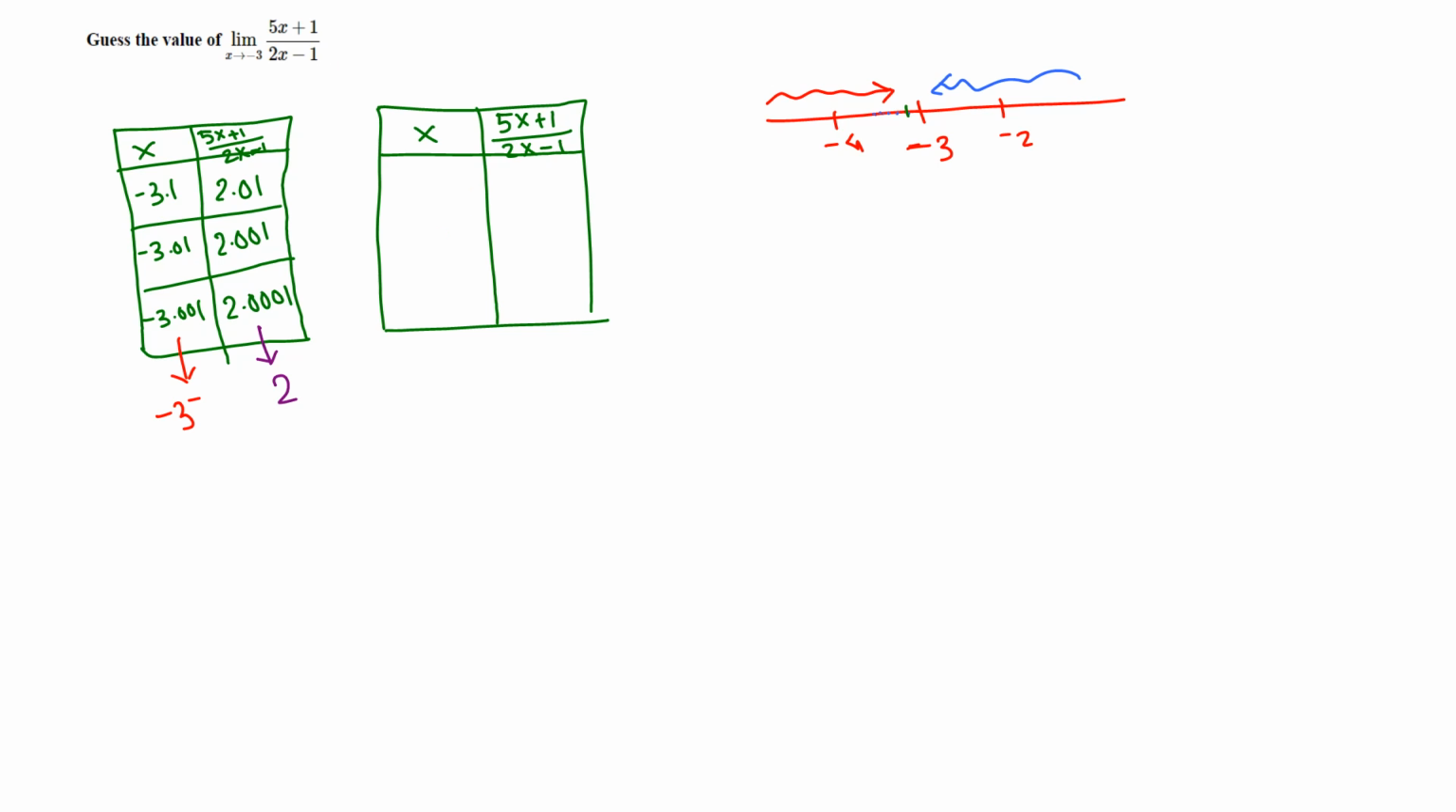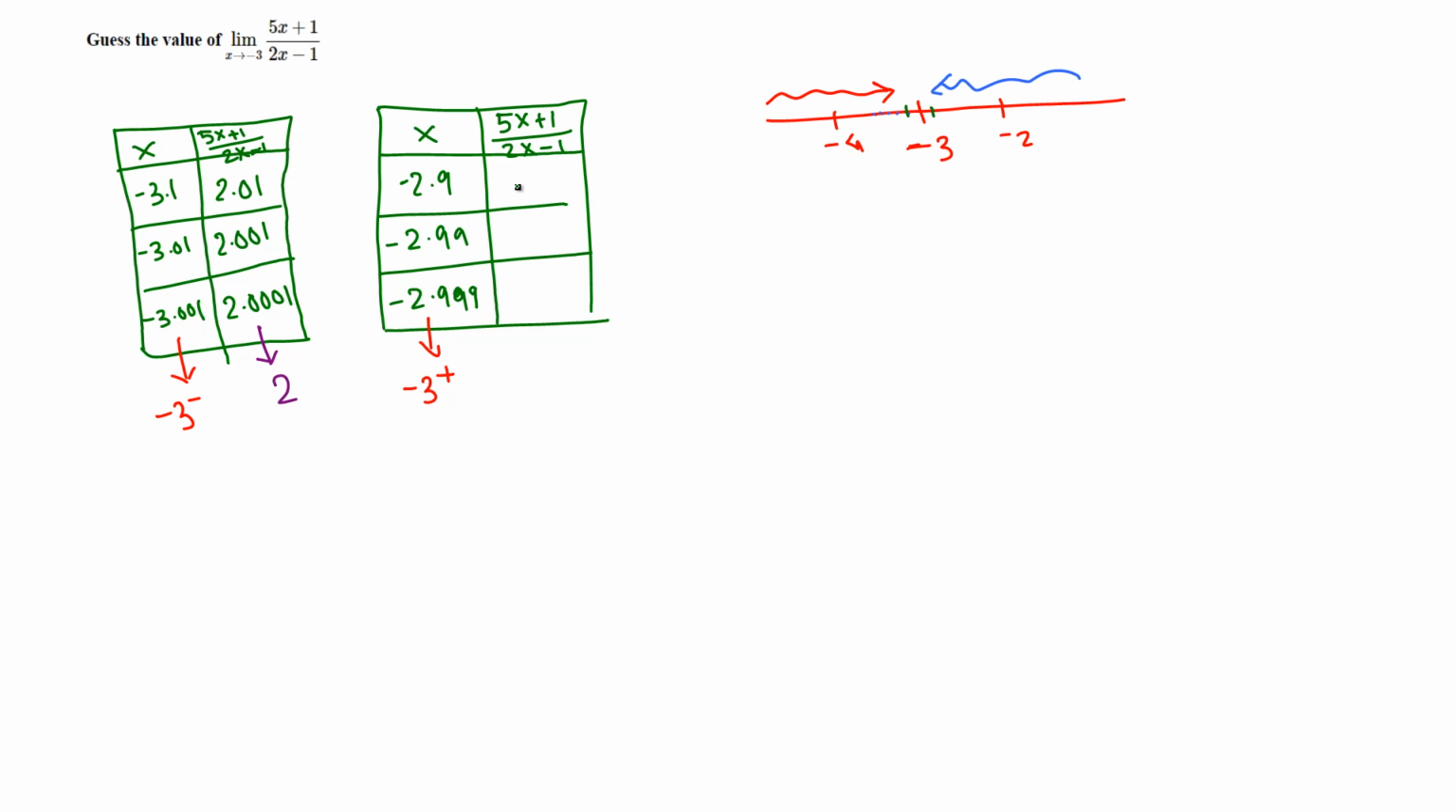Now we need to do the same thing. Let's choose 3 x values when x approaches -3 from the right. So -2.9, very close to -3, and -2.99, even closer to -3, -2.9999. We designed these x values so that x approaches -3 from the right side. Now we plug these values into this function and find the corresponding y values. Let me do that in the calculator.